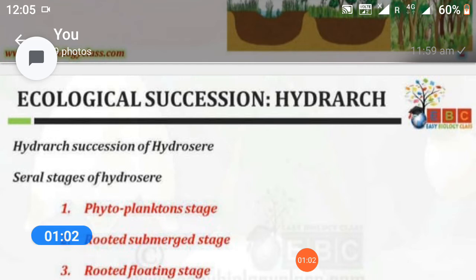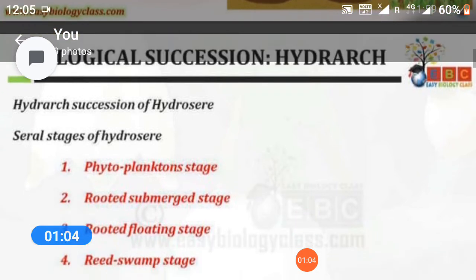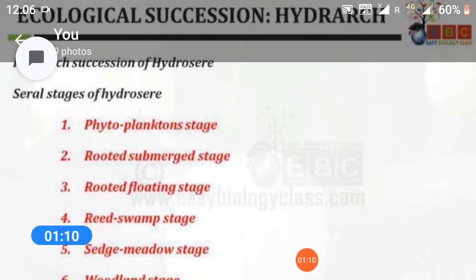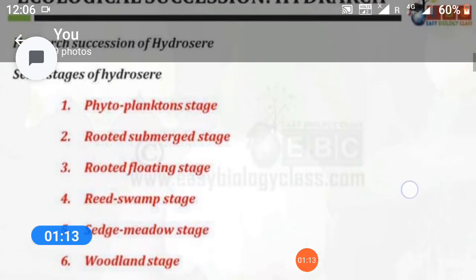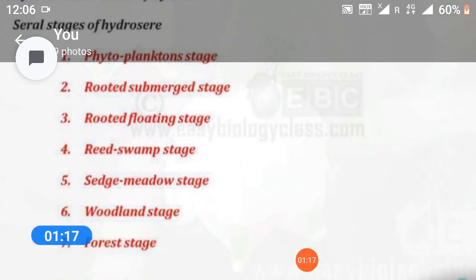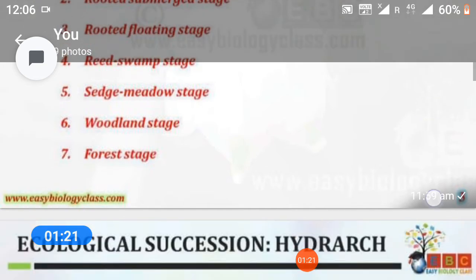Hydrosere succession, serial stages of hydrosere succession. Firstly, phytoplankton stage. Second, rooted submerged stage. Third, rooted floating stage. Fourth, reed swamp stage. Next, sedge meadow stage, woodland stage and forest stage.